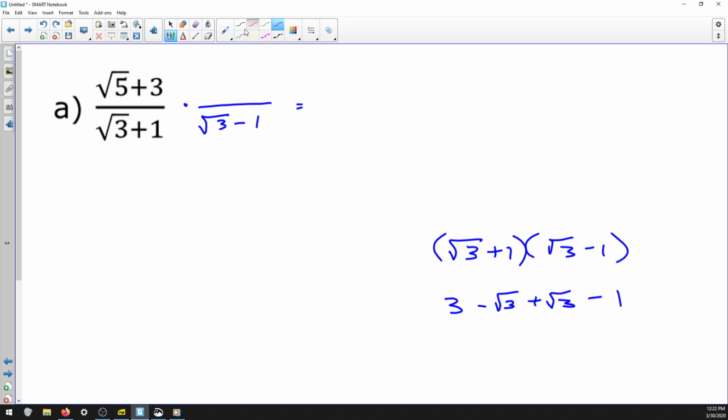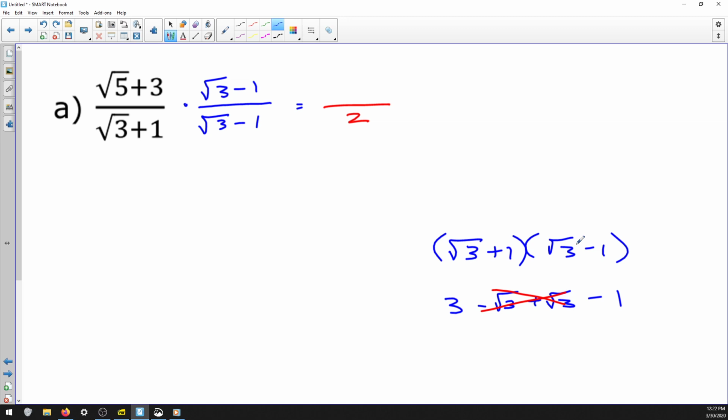So this is exactly what I was hoping would happen. Negative root 3 and positive root 3 cancel. And now this just says 3 minus 1, which is 2. So the denominator just becomes 2, okay? But here's the catch. If I multiply the denominator by root 3 minus 1, I have to multiply the numerator by root 3 minus 1, okay?